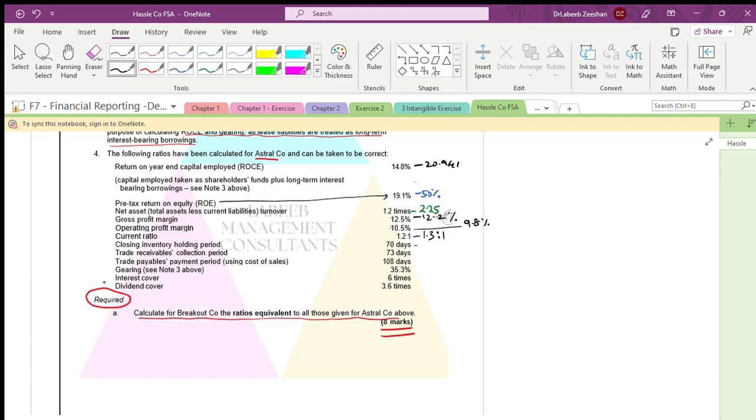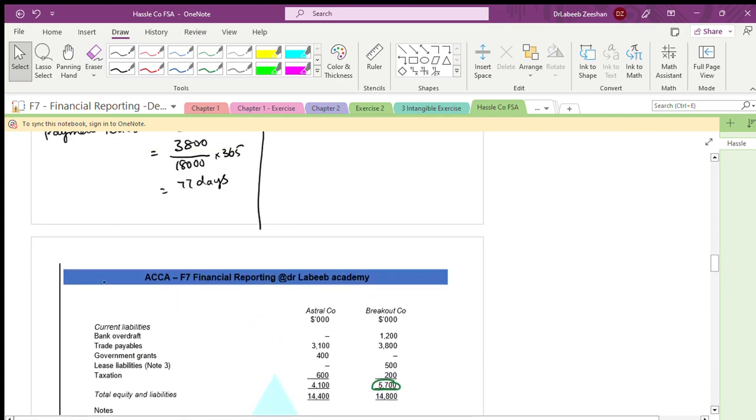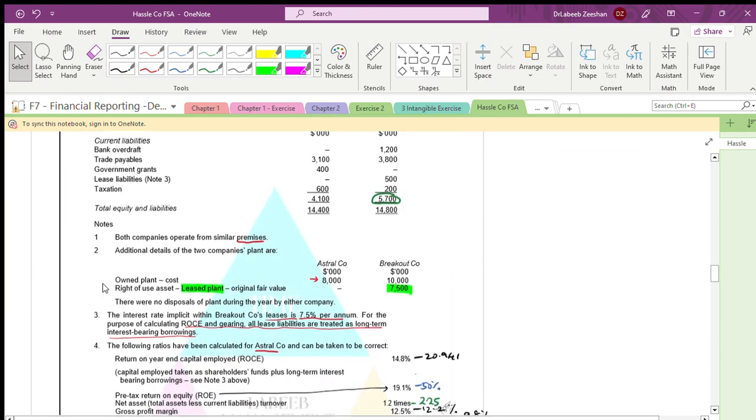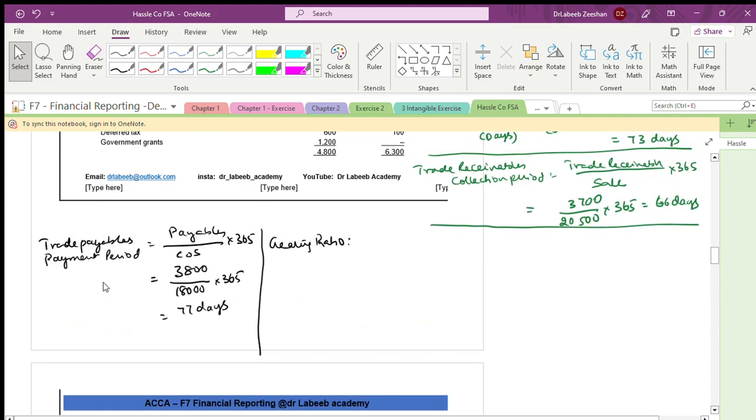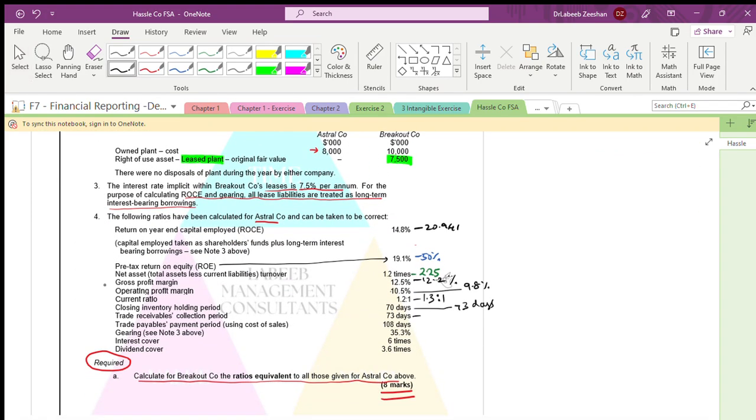1.3:1. How much is the inventory? Inventory is 73 days. And how much is the trade receivables? Trade receivables is 66 days. And how much is the payables? Payables is 77 days. It will help us in the interpretation when you are going to compare two different companies.